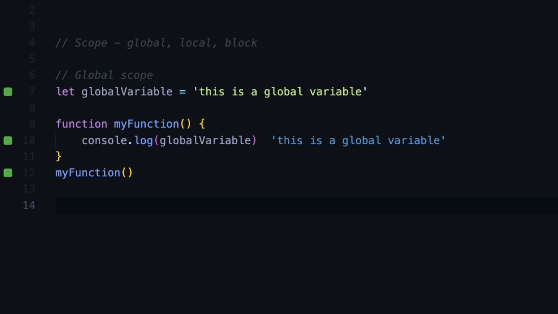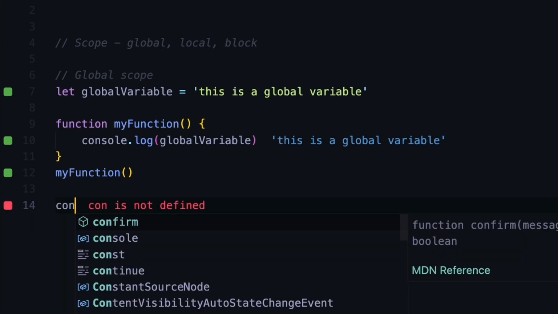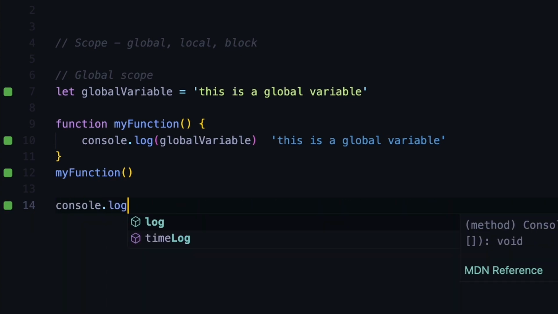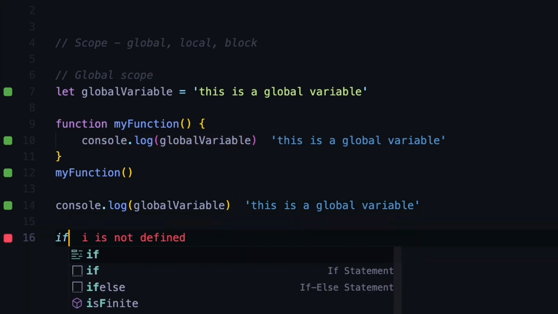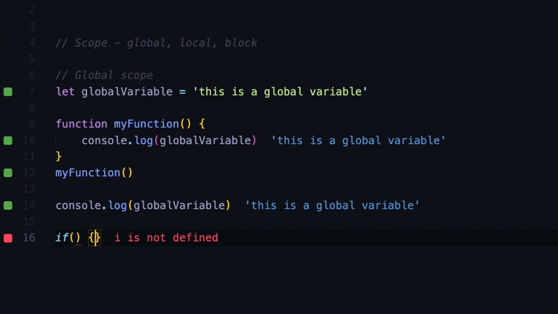And we also have access to that global variable from the global scope, obviously. If we console log that global variable, we also have access to it from the global scope, and from anywhere. If we also define an if statement and we do some conditional, we also have access to that global variable here and from anywhere in our code.